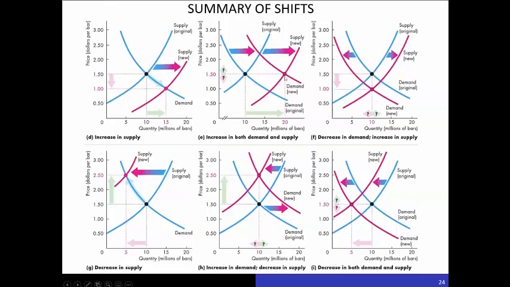And again, if you didn't know how much these shifted, you wouldn't know what the price change was, but you would know the quantity change for sure.